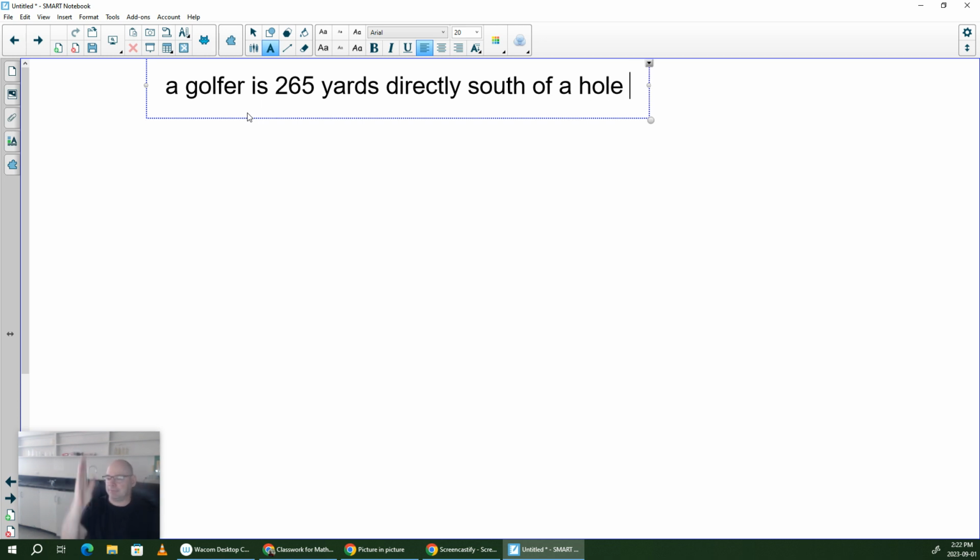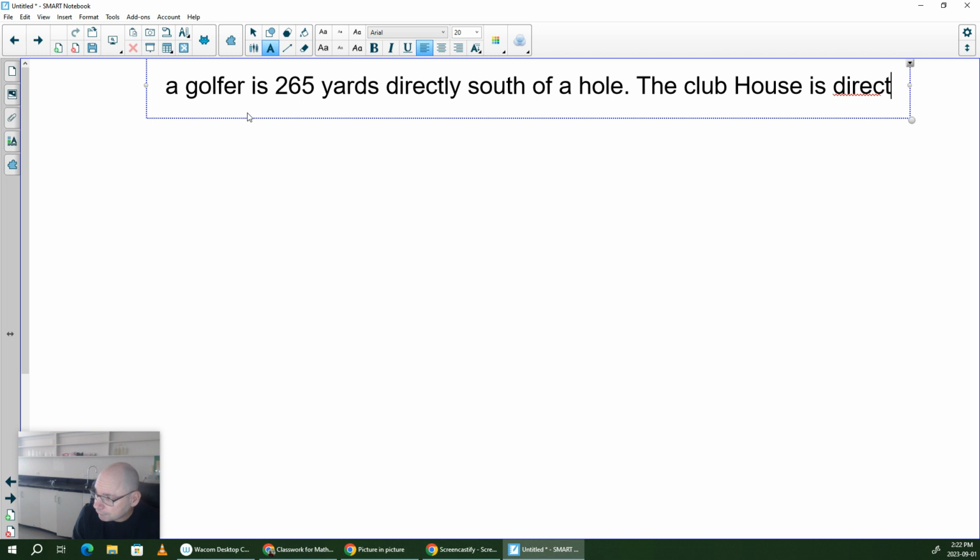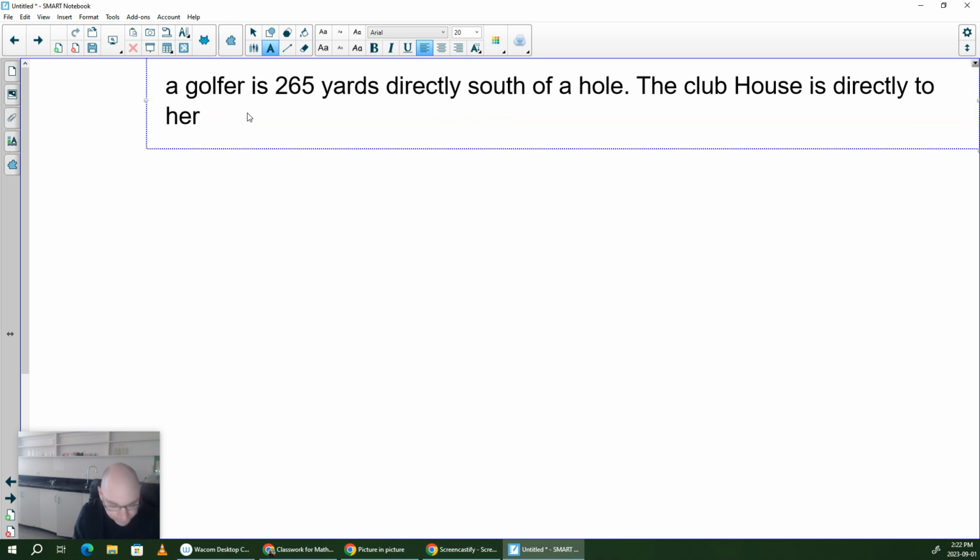So she's on the tee box, looks directly south and sees that she's 265 yards directly south of a hole. The clubhouse is directly to her east. Okay.